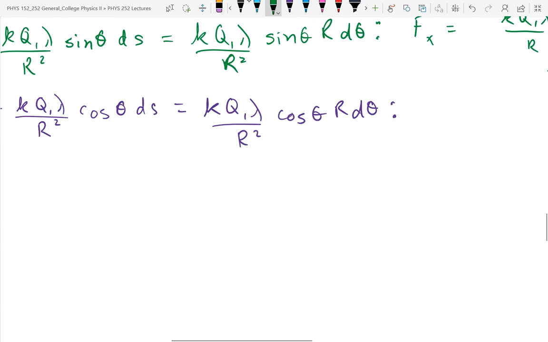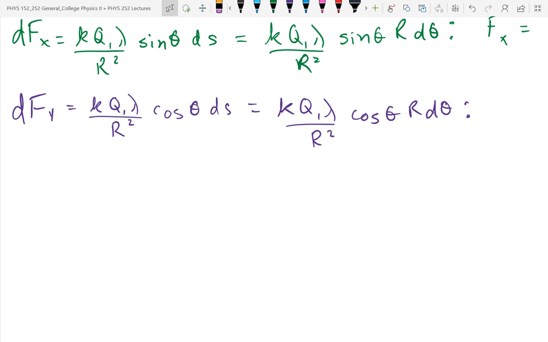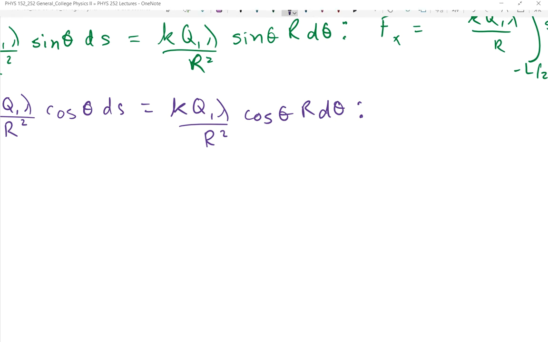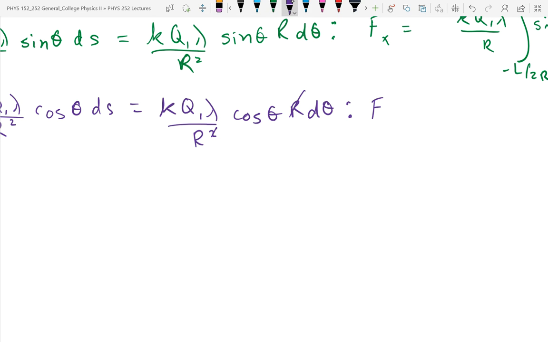Now the non-trivial one. We have dFy is kq1 lambda over r squared cosine theta r d theta. Once again, I'll cancel one of the r's, and I'll have the force in the y direction is equal to the integral of this. Once again, let's put the constant part out first. Cosine theta d theta.